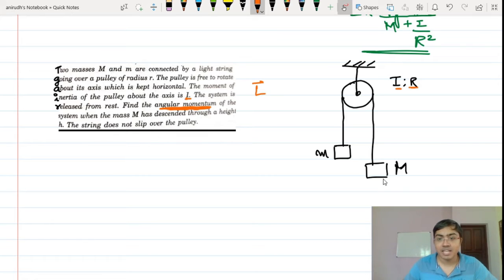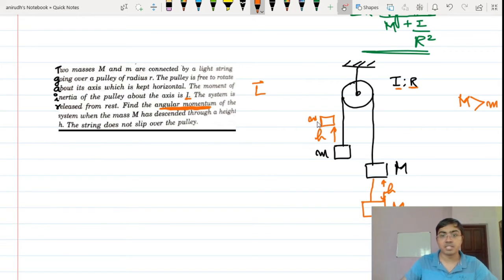Okay, fine. So actually mass M is more than small m, right? So this will descend down, and after some time this will be the new position of M. It has descended through a height of h. Now at that particular moment, since these two masses are connected by the same string, this mass will also go up by h. Fine, so this is how it goes. This is the new position. Now they are asking us, at this particular moment, what is the angular momentum of the system?